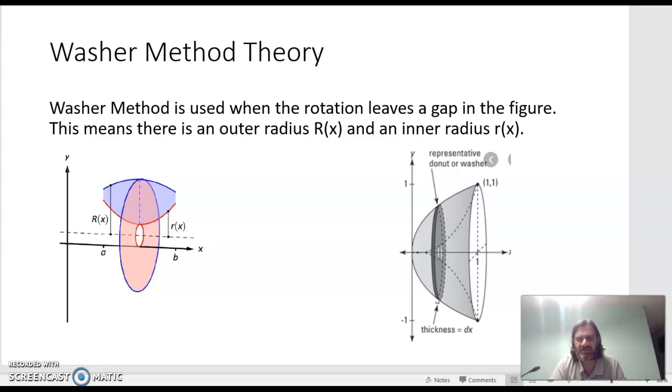Hey, we just completed finding volume using the disk method, where a disk could be several coins stacked on top of each other or something like that. But now we're going to look at the washer method, which is not much different, but it does have one little attribute, and that is that the washer is for when you leave a gap in something. So just by definition, a disk looks like a circular region.